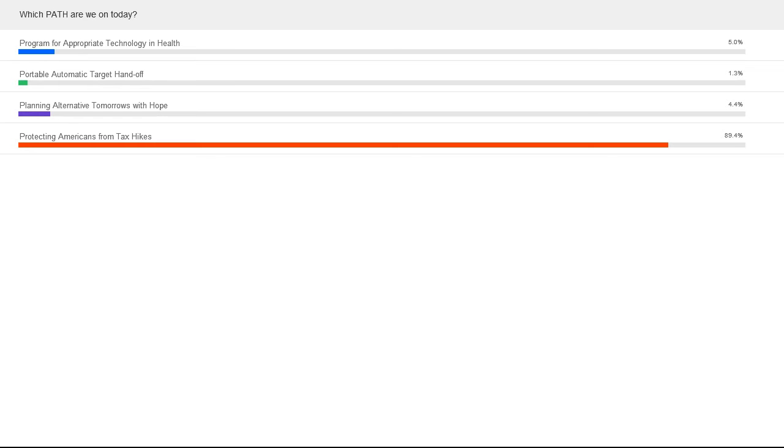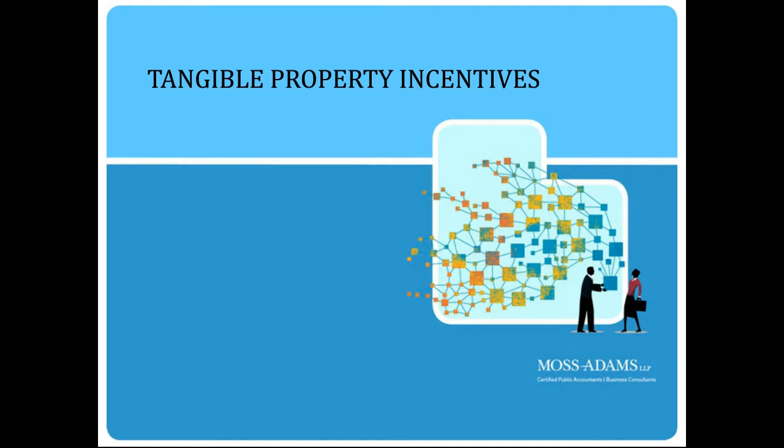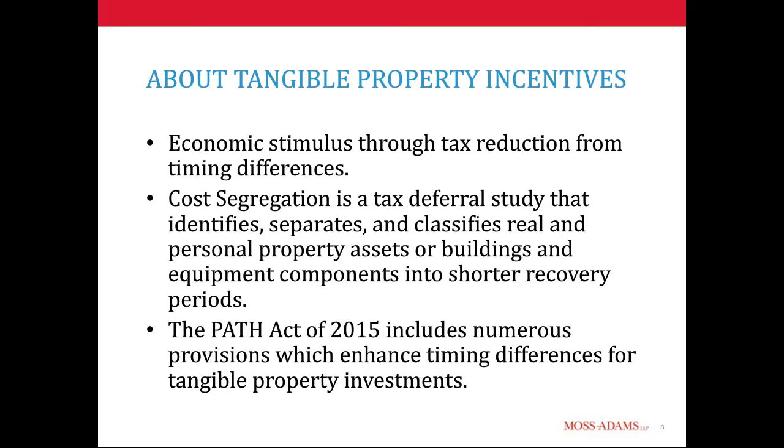And with that, we will move into our first section, the tangible property incentives, of which the PATH Act included numerous ones. We're going to focus on 4 of them. Tangible property tax incentives can generally be described as timing differences, which our tax code regularly uses to incentivize behavior, i.e. create economic stimulus, by reducing or delaying taxes, thereby allowing you to reinvest in your business. As we all know, tax code is full of timing differences. One method of maximizing those timing differences is with a cost segregation study.